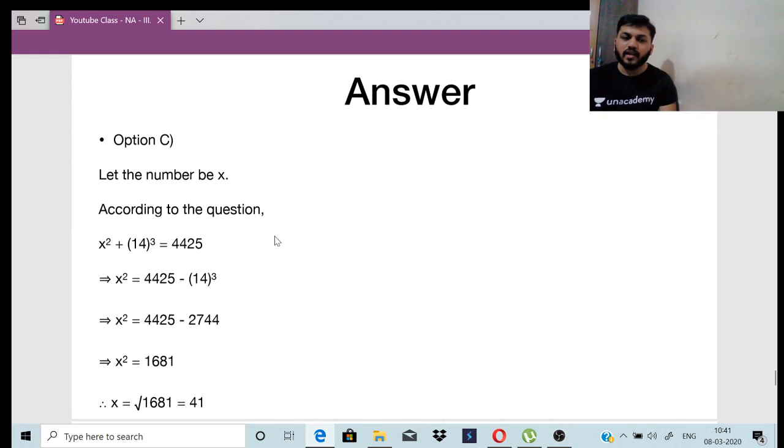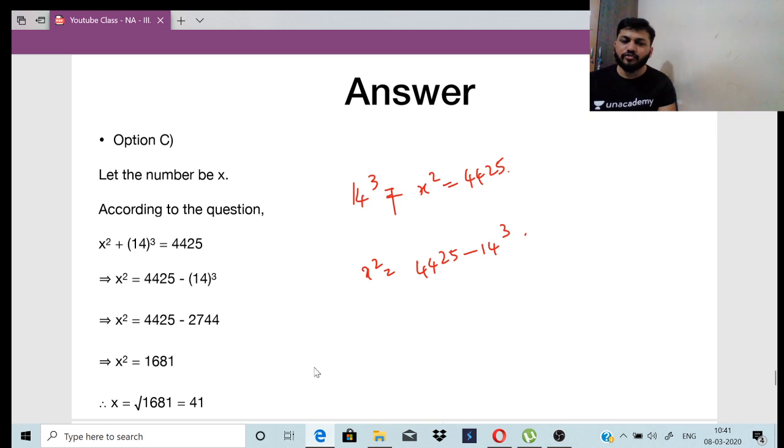Yes, it is option C. According to the question, 14 cube plus the number I do not know, I will take it as x. x square equals 4425, so x square will be 4425 minus 14 cube. What is 14 cube? It is 2744. So x square is equal to 4425 minus 2744, which is 1681. So x is equal to the square root of 1681, which is 41. 41 into 41 is 1681.